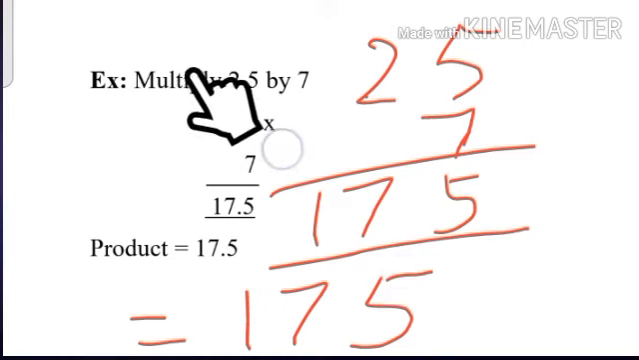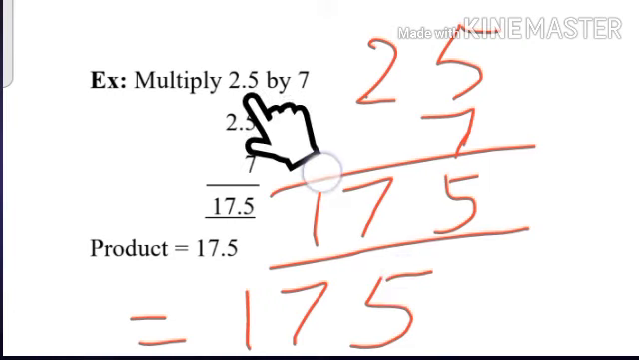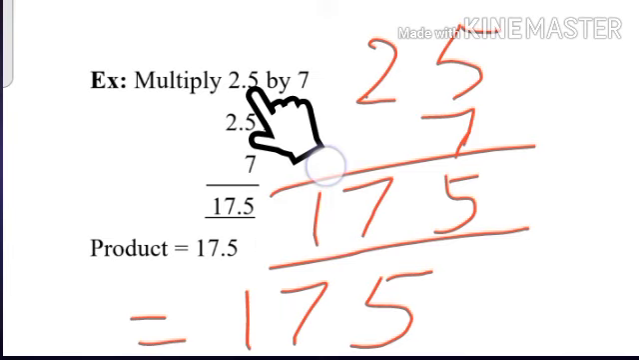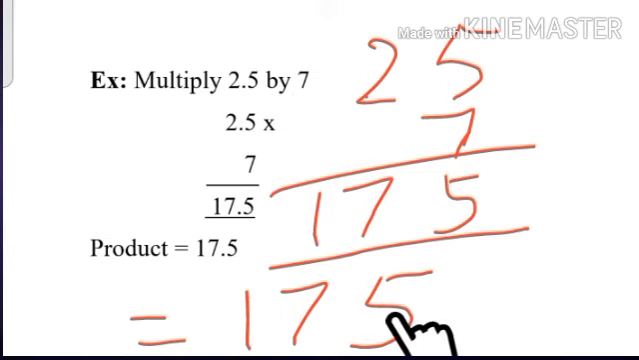Now you can come to the question. Here how many digits are there in the decimal part? Only one digit, isn't it? So after you find out the product, you can keep the decimal point after one digit from the right side. So the answer is 17.5. This is what we found here.